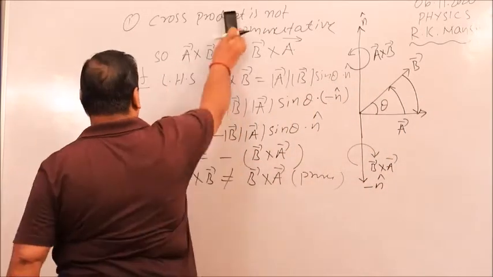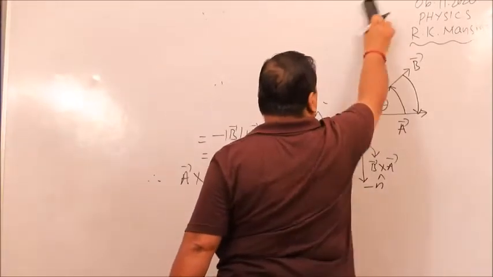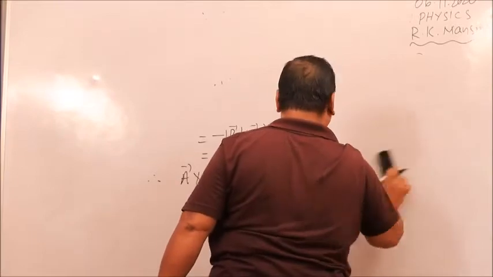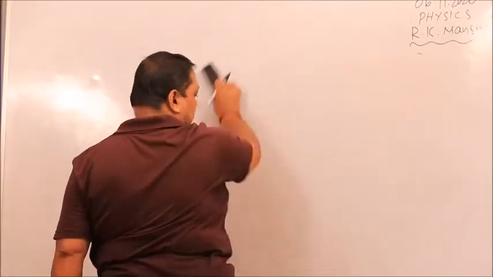Then, for the second property, we will discuss cross product between two equal vectors.